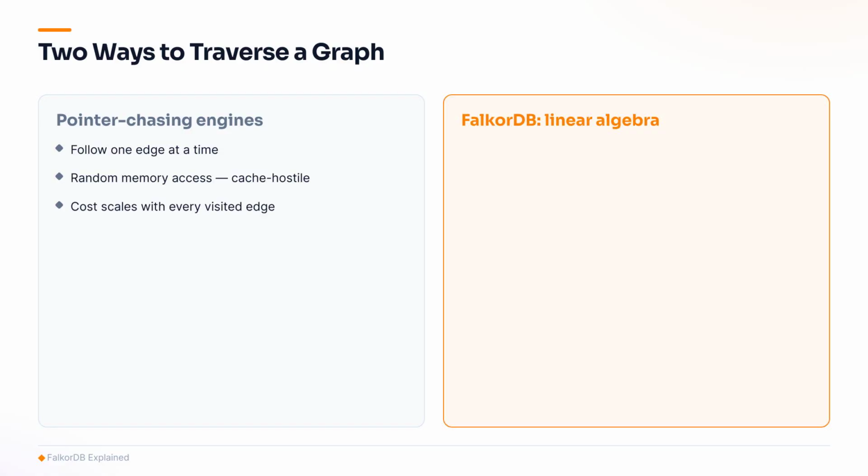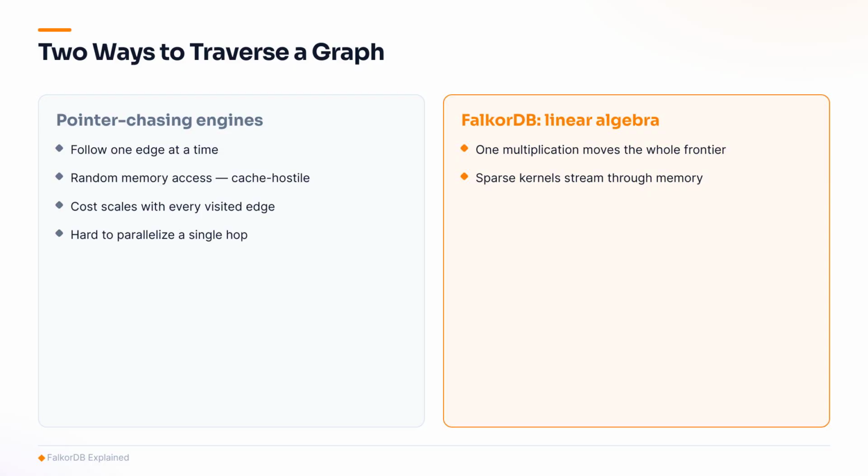FalkorDB instead expresses the same traversal as linear algebra. A single sparse multiplication moves the entire frontier at once. The kernels stream through memory the way hardware likes. GraphBLAS brings decades of optimization for free, and the work is naturally batched and parallel. Same question, fundamentally different machinery.